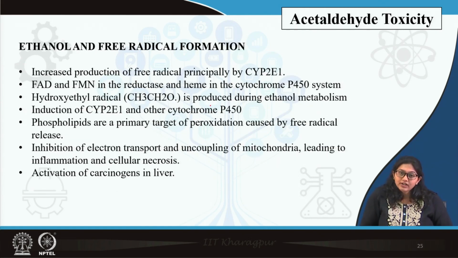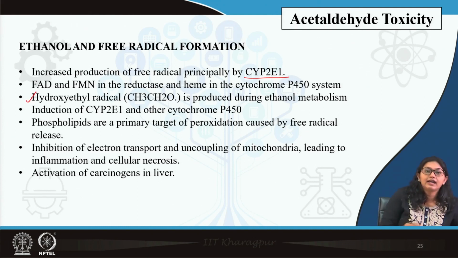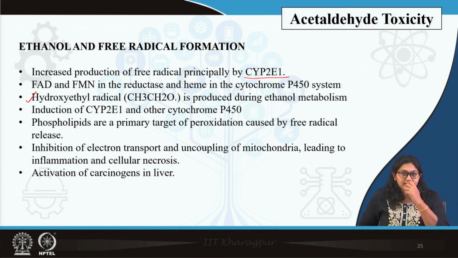Then one very important enzyme here, cytochrome P2E1, which is important in the MEOS system for metabolizing alcohol. This is one very important site of free radical formation. Enzymes which contain FMN, FAD, flavin adenine dinucleotide, flavin mononucleotide, present in reductase or in heme of the cytochrome P450 system, actually transfer single electrons, and they are the very soft targets where free radicals are formed. Now, one such free radical is hydroxyethyl radical, which is accumulated during chronic ethanol abuse.